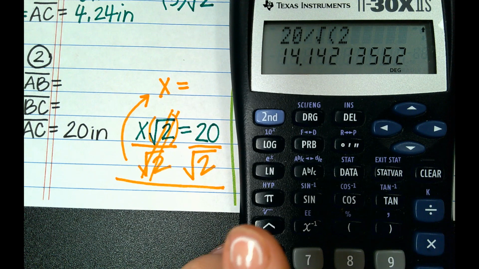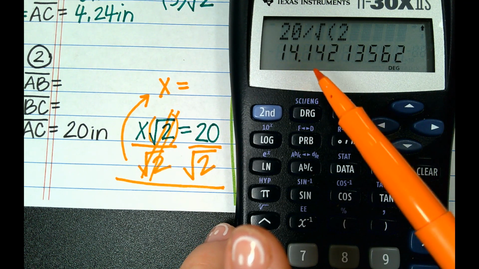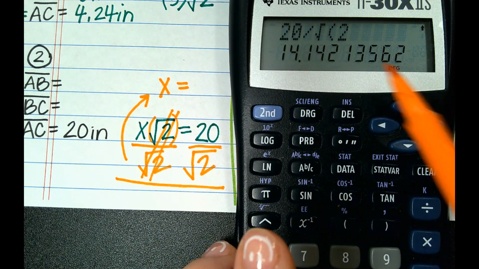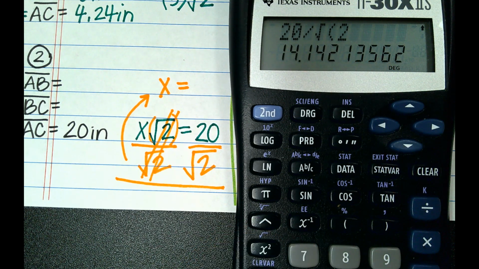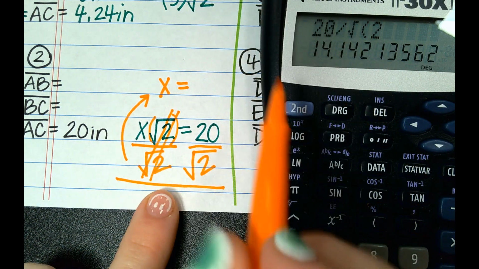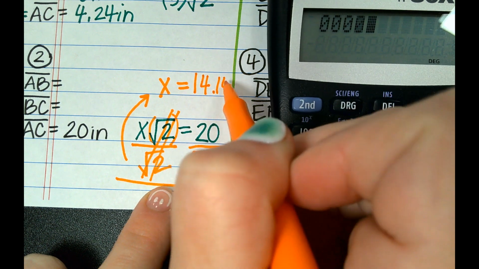14.14. Before we move on, I want to make sure every person in this room can get that on their calculator. Give me a thumbs up when you got 14.14. Good. Awesome. So x is 14.14.